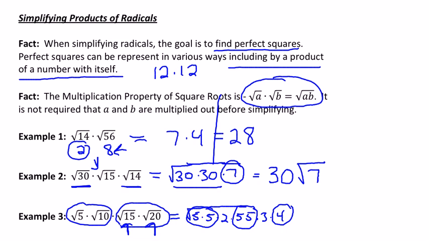So the square root of 5 times 5 is 5. Square root of 5 times 5 is 5. Square root of 4 is 2. And then what's left over is 2 times 3, which is 6. And so your answer turns out to be 50 square root of 6.